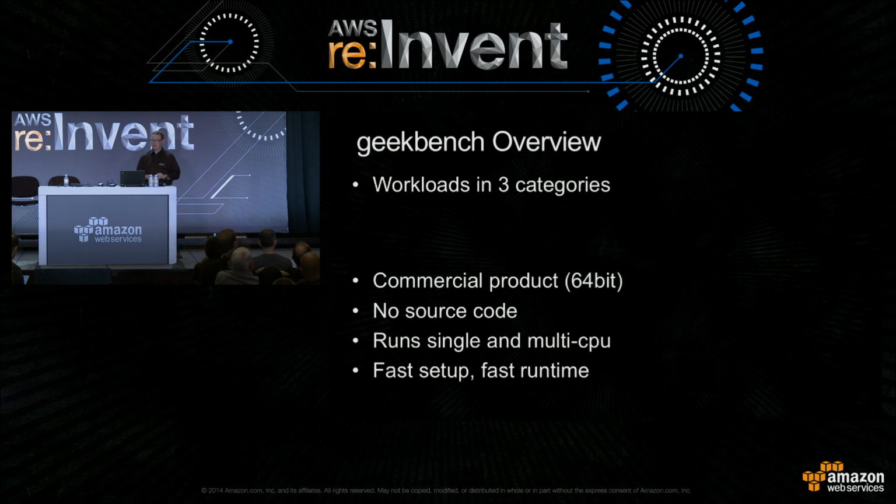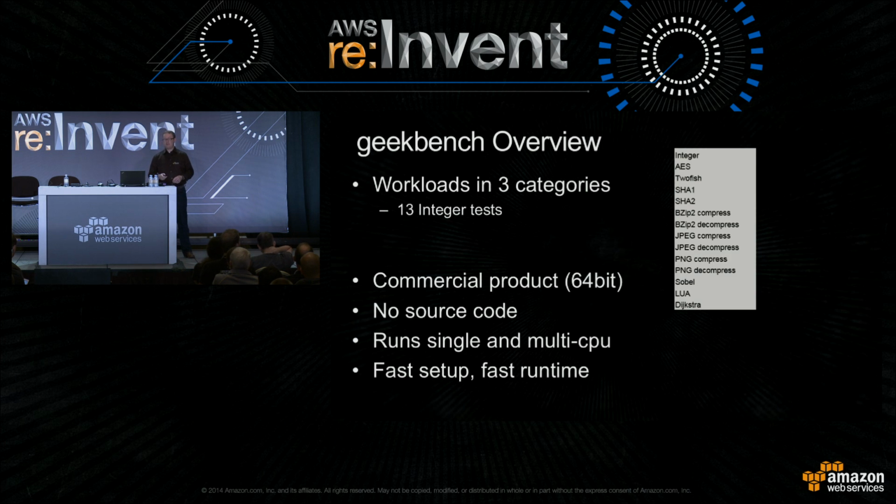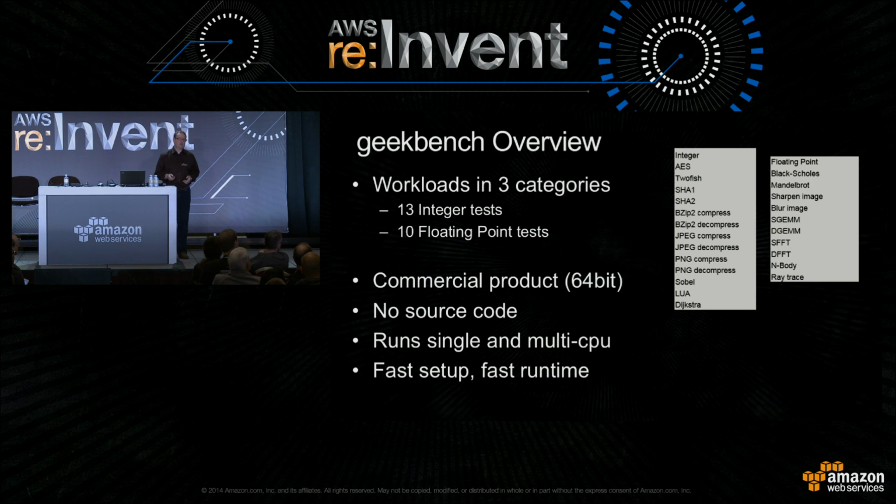So Geekbench, it's a free download in 32-bit, a commercial product in 64-bit. It's a black box. There's no source code. You just have to run it, and it outputs a number. It runs a single and a multi-CPU benchmark, so you can test 1 core or as many cores as are available in the system. It's really easy to set up, and it has a really fast runtime. It's broken into 13 integer tests, and these integer tests are collected from different tests around the internet and pooled together. 10 floating point tests, again, tests that you can look up and determine where they come from.